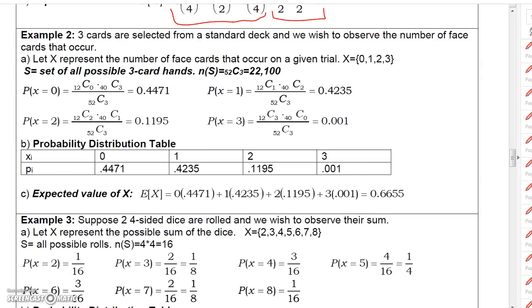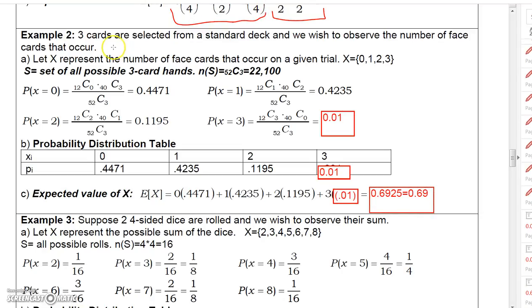Now, let's look at the next example. So this example, suppose we select 3 cards from a deck and we want to observe the number of face cards. Well, since I'm observing the number of face cards, I'm going to let the random variable represent the number of face cards. Well, if you draw 3 cards from a deck, you can get no face card, 1 face card, 2 face cards, or 3 face cards.